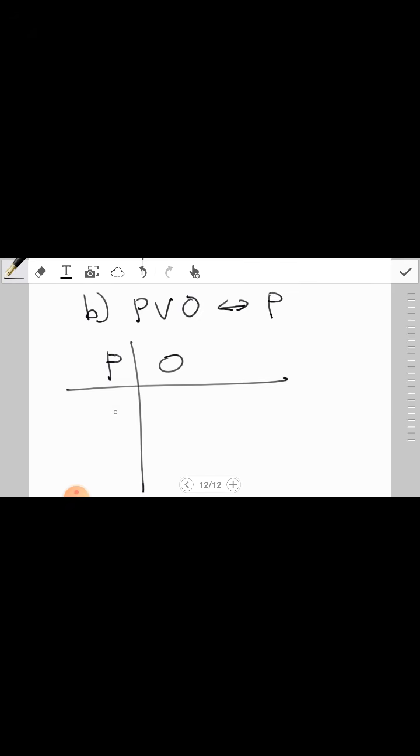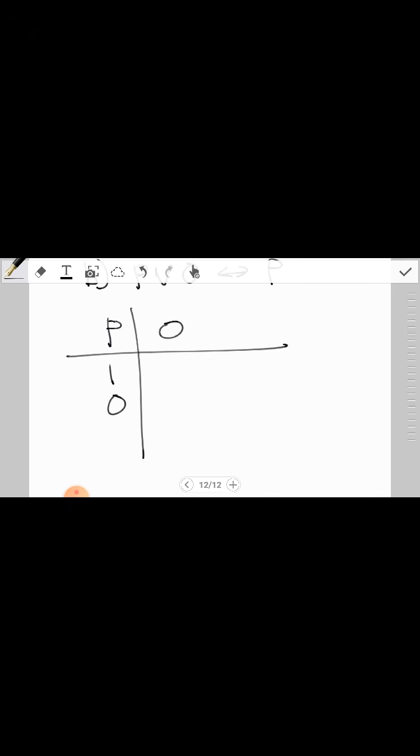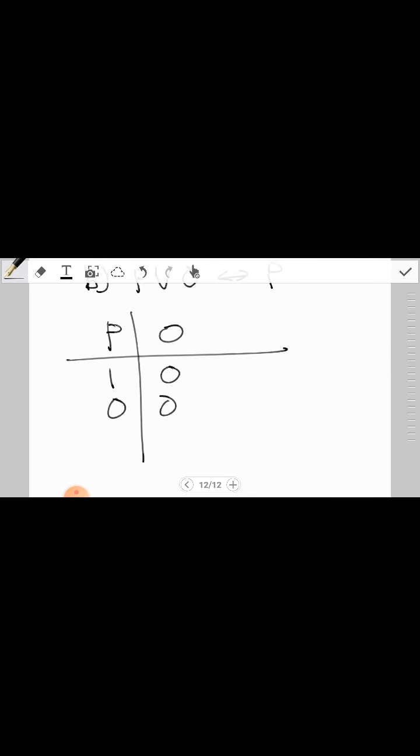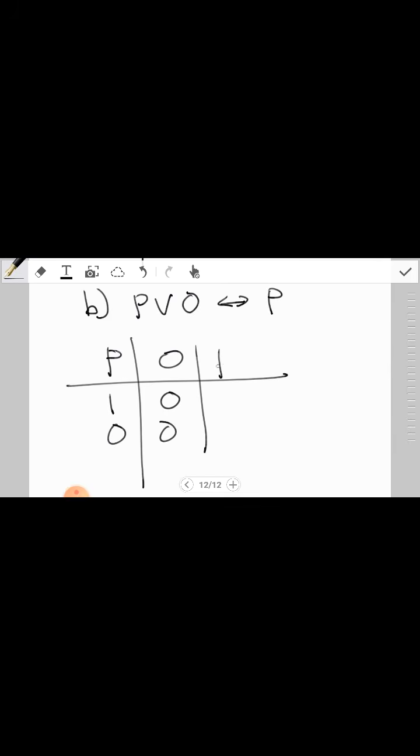Letter B will be similar. We have P or 0 if and only if P. What's the 0 there? That's your false value. P is a proposition, either true or false. This is a false value, so that must always be false. We want to consider P or 0: 1 or 0 is 1, 0 or 0 is 0.